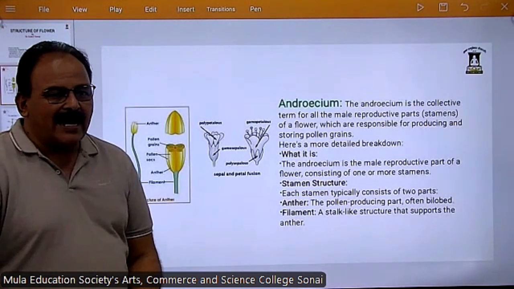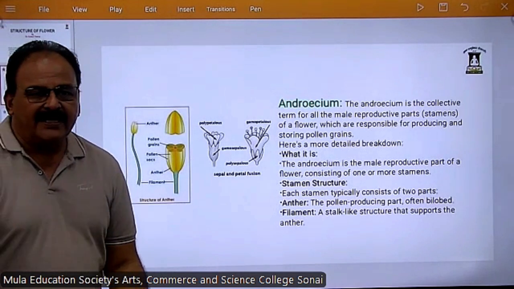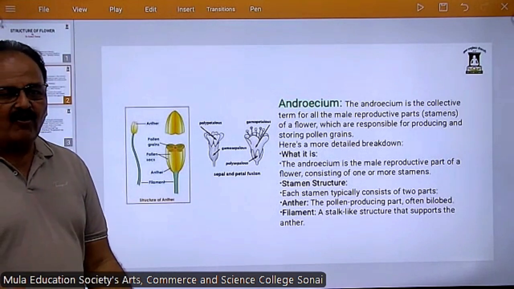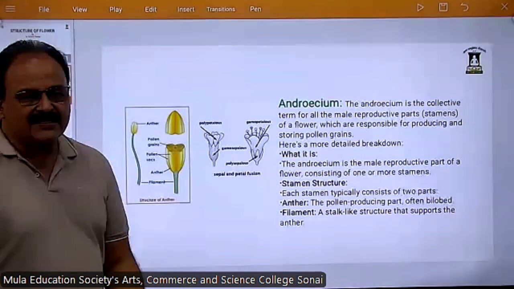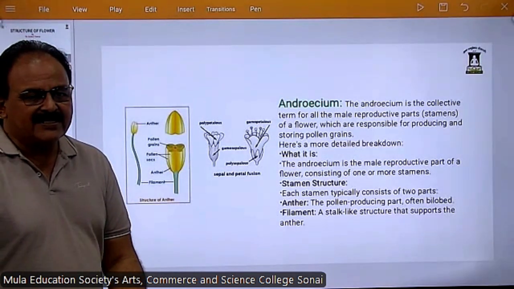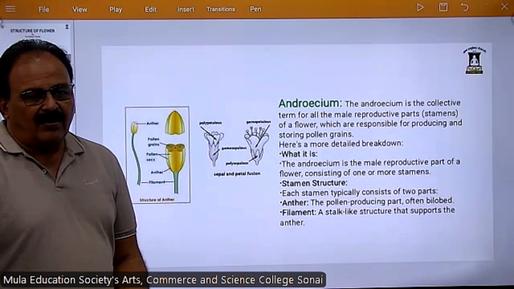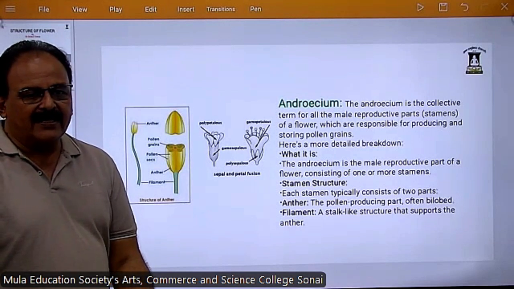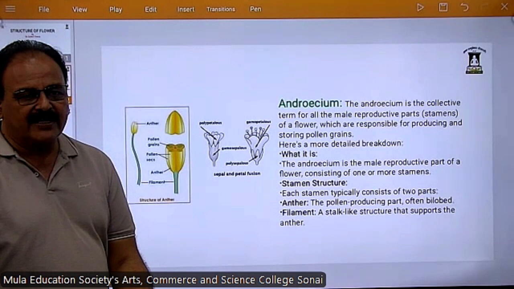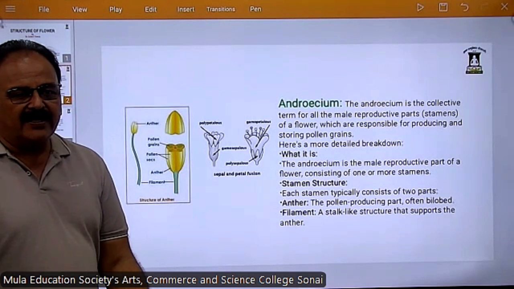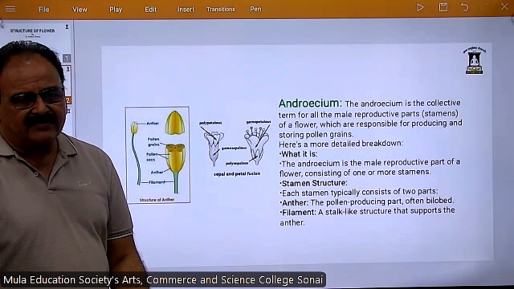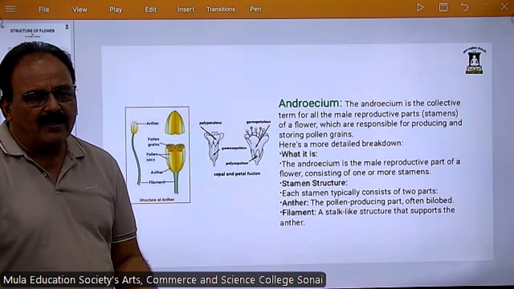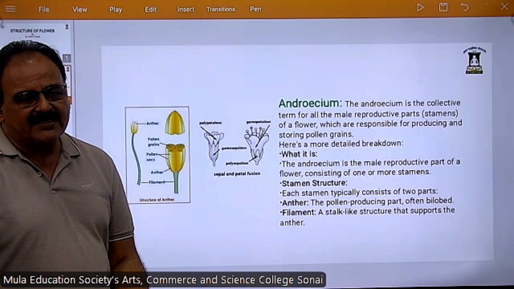See, this is the androecium. The androecium is the collective term for all the male reproductive parts, that is, the stamens of a flower, which are responsible for producing and storing pollen grains. What is the androecium? It is a collective term for the stamens.